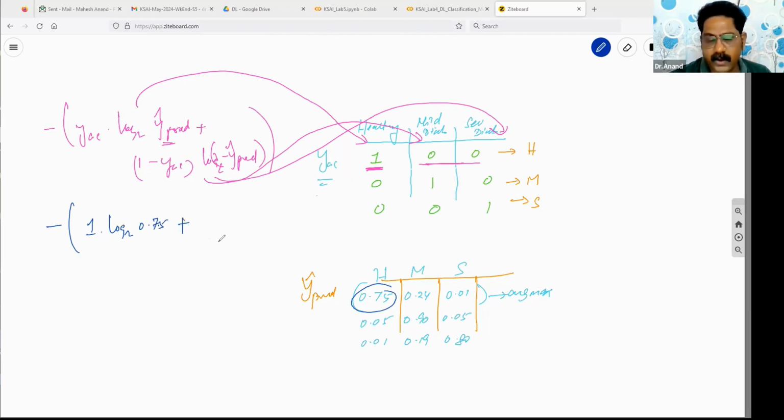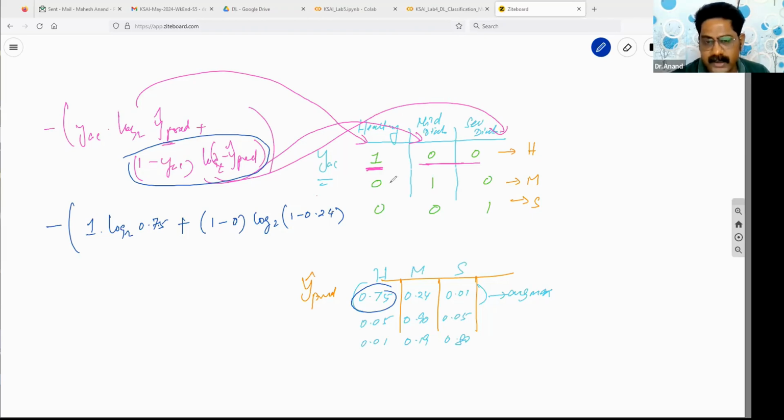Now you will have 2 substitutions. Earlier in the binary case, you had only 1 substitution. After positive, you had only 1 negative. But here after positive, there are 2 cold nodes. For the 2 cold nodes, how will the substitution go on? 1 minus 0, because the actual label is 0 here. Log base 2, 1 minus this score, 1 minus 0.24.